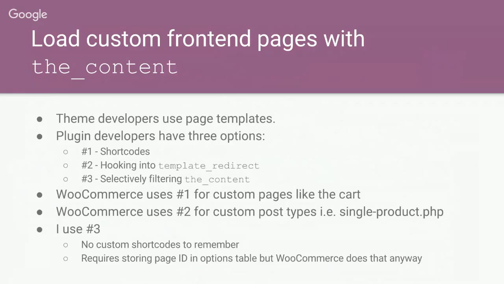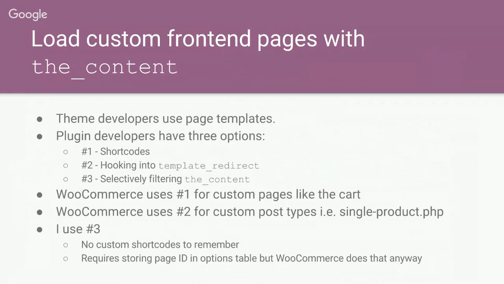But they at least do it intelligently, where they let the theme developers override that. They'll check, does the theme already have a single product PHP file? Use that. If not, use the one that comes with the plugin. I like to use number 3, filtering on the content. I'll show an example. The reason I like that is you don't have to remember custom shortcodes or put the onus on the end user to say, hey, put this custom shortcode here and know what it is.